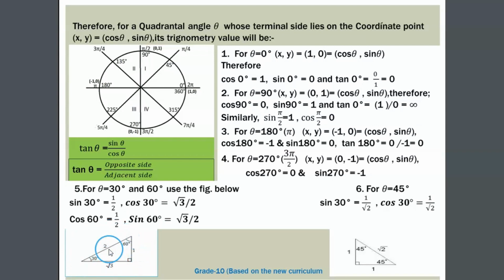ስለዚህ ይሄንን ፊገር መጠቀም እንችላለን ለ30 እና ለ60 ዲግሪ ሳይን ኮሳይን እና ታን ቫልዩ እንዴት ዲተርማይን ይደረጋል ለሚለው ማለት ነው። ስለዚህ ይሄን በፓይታጎረስ ቲዮረም ሃይፖቴነሱን ብንፈልግ 2 ይመጣል። Root 3 squared plus 1 squared equals c squared. Root 3 squared is 3, 1 squared is 1, 3 plus 1 is 4, the square root of 4 ስንት ነው?